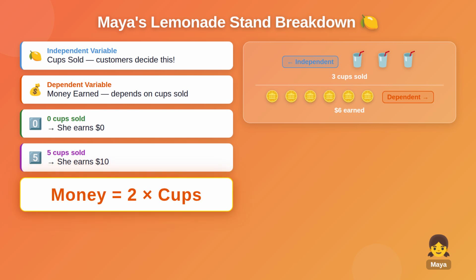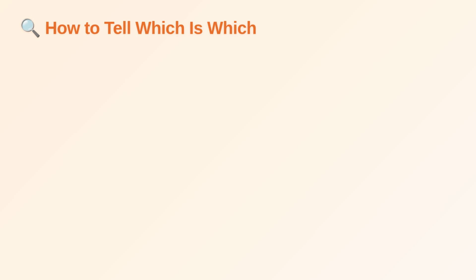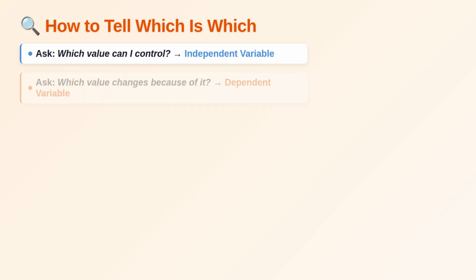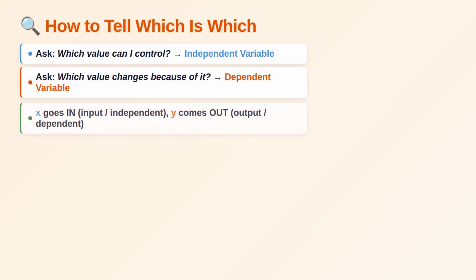If she sells 0 cups, she makes $0. If she sells 5 cups, she makes $10. Her money earned is the dependent variable. It responds directly to the cups sold. See the connection? The equation says it all. Money equals 2 times cups. Maya's getting the hang of it, and now you will too.